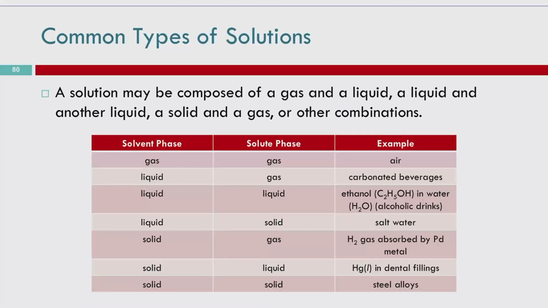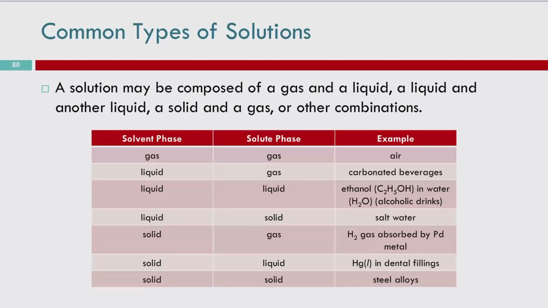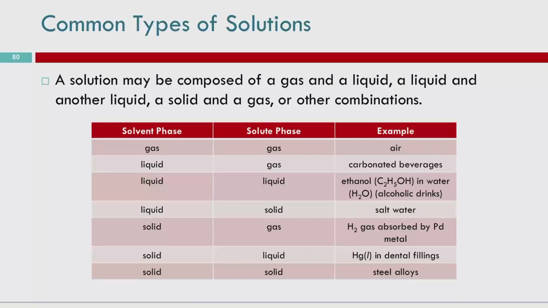There are many common types of solutions. Here's, I think, all of the types of solutions, or most of the types of solutions. We haven't learned what solvent phase or solute phase are. It's just one of the two components. So solvent's one component, solute's another component. You can have gases mixed in gases. You can have gases and liquids. You can have liquids and liquids. You can have solids and liquids. You can have solids and gases, solids and liquids, and solids and solids. And we're not going to talk about most of those, but they exist.